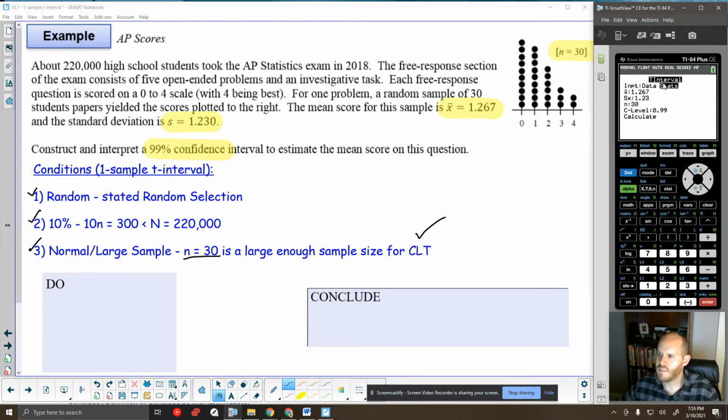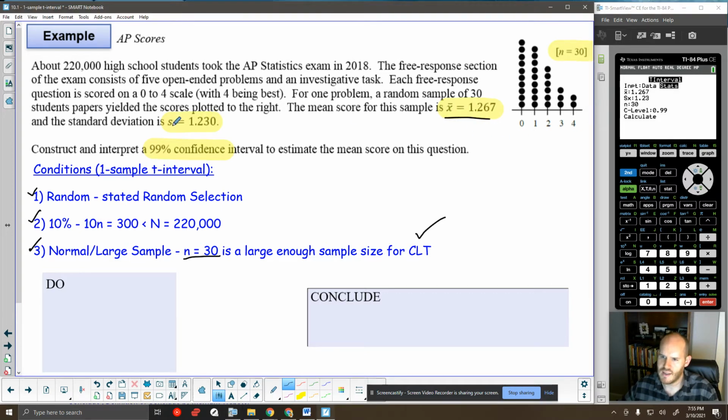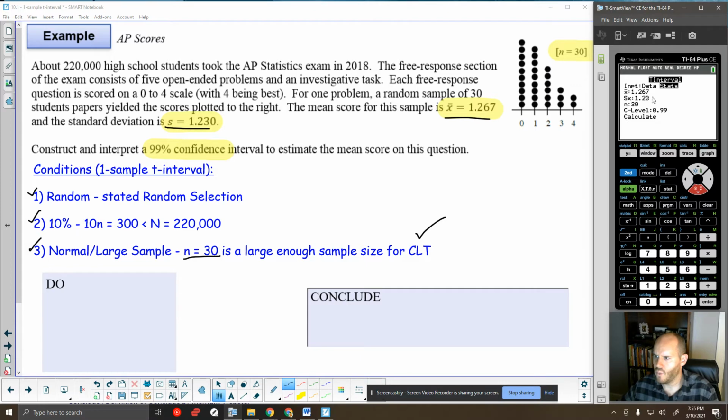It's then going to prompt me for all of my statistical measures. So I can go ahead and plug in the mean and standard deviation. Those are the sample data into their corresponding locations. So I'll plug in 1.267 for the mean and 1.230 for the standard deviation. It will also prompt me for the sample size, which was 30, and what confidence level I want to use, 99 for this problem. I'll go ahead and click calculate, and it's going to compute the interval for me. So I don't actually have to do the computations myself.